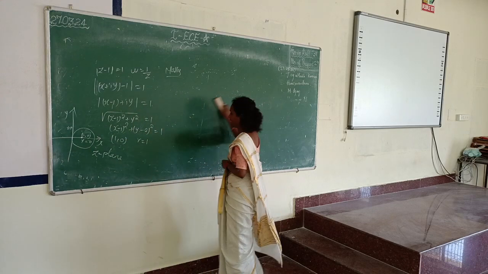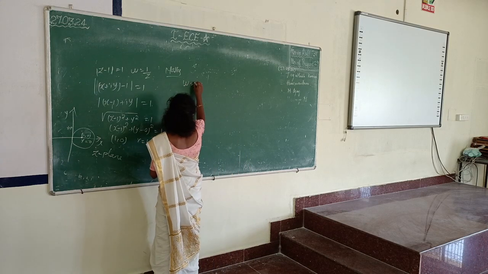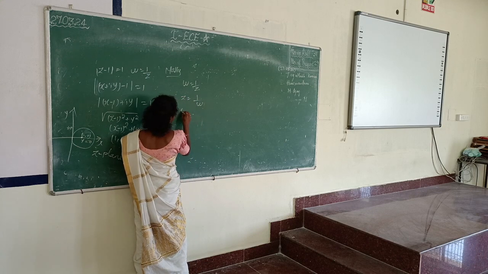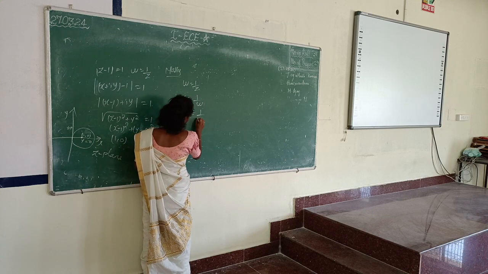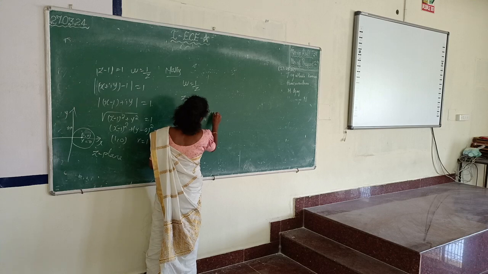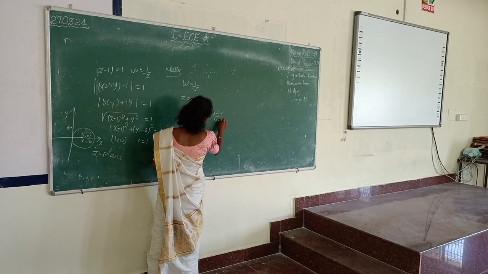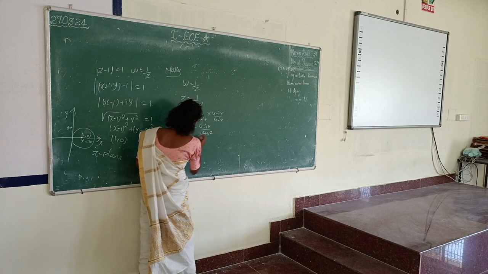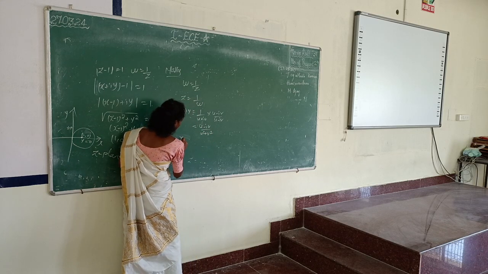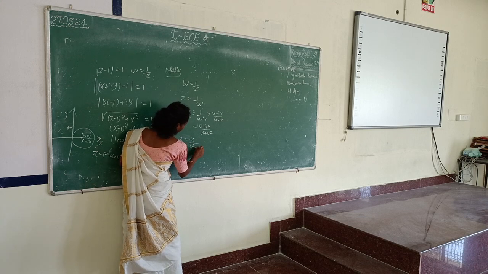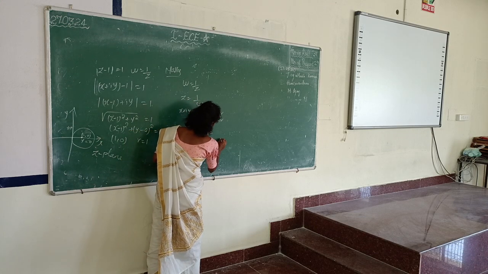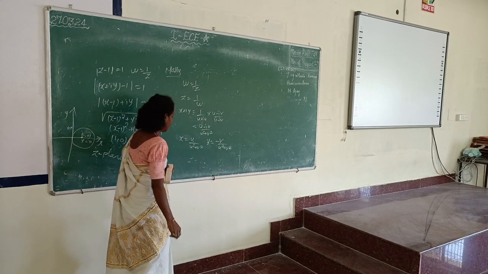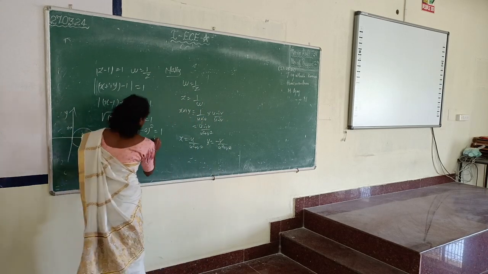Given the transformation, W is equal to 1 by Z, so Z equal to 1 by W. Then x plus iy equal to 1 divided by u plus iv. Multiply by u minus iv, u minus iv. That is equal to u minus iv over u square plus v square. So x equal to u divided by u square plus v square. y is equal to minus v divided by u square plus v square. Then this can be taken as equation number 1.